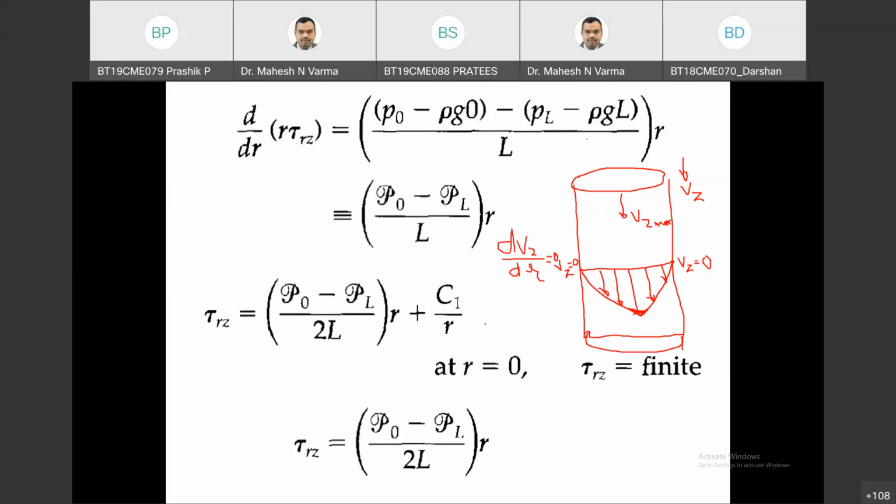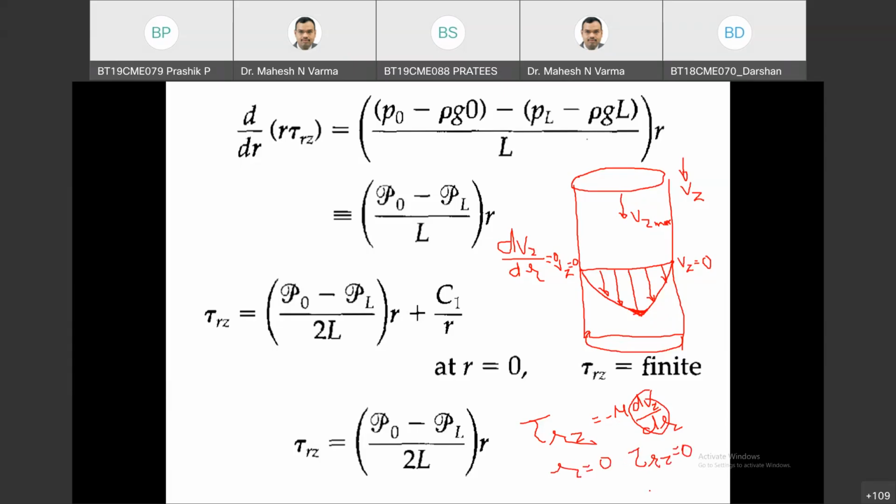And what is tau rz? This tau rz will be equal to minus mu dVz by dr. So I can take out this boundary condition as this is 0: tau rz at r equals 0, tau rz is 0.